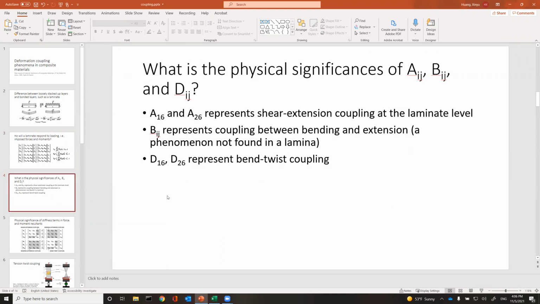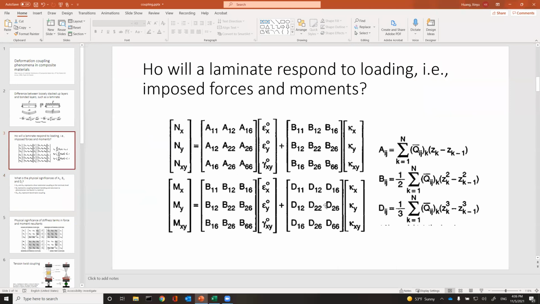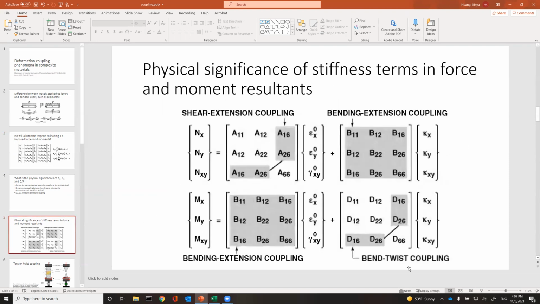And the D matrix, the two terms in the D matrix, D16 and D26, are the bend-twist coupling terms. Kappa XY is the twisting. Kappa X and kappa Y are the bending curvature. There are two directions, X and Y: the curvature in the X direction and the curvature in the Y direction. That's kappa X and kappa Y. Kappa XY is the twist. So D16 and D26 basically represent the interaction of these two modes. All right, so in graphical form, these are the coupling terms.